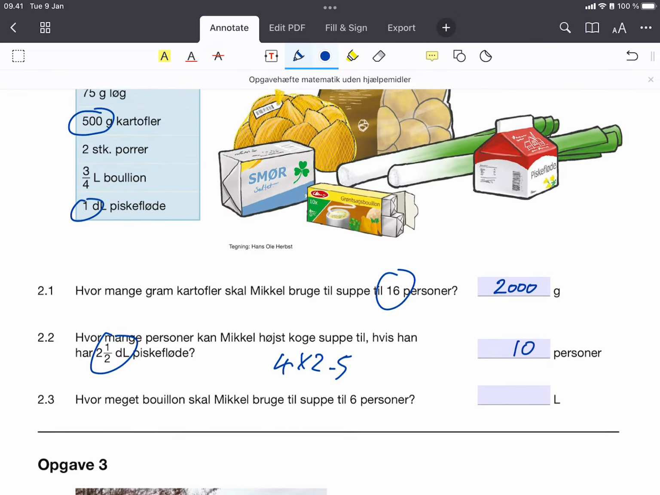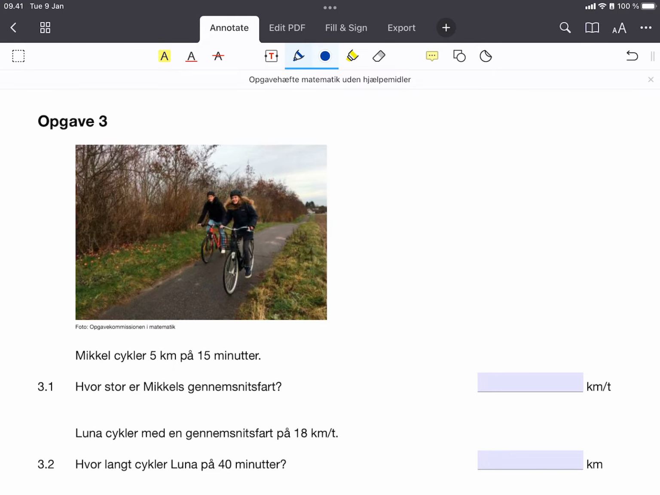Moving on, and what have we done? We've done about 6 questions now, and we're coming up to 6 minutes, so we're bang on time. That's good.